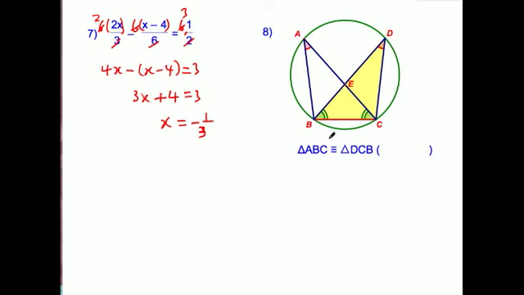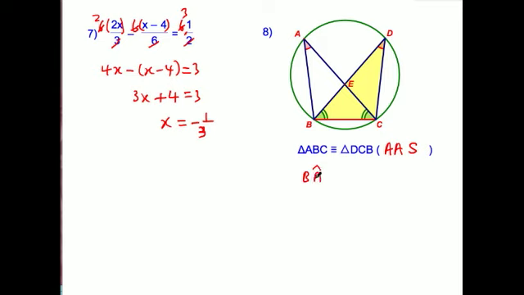In this question, we need to prove that the two triangles are congruent. As you can see, we have two marked angles. Therefore, this is simply a case of angle side, and they share a common side. Use the angle to determine the correct arrangement. Since A and D has the same angle, A corresponds to D. B and C has the same angle, B corresponds to C.